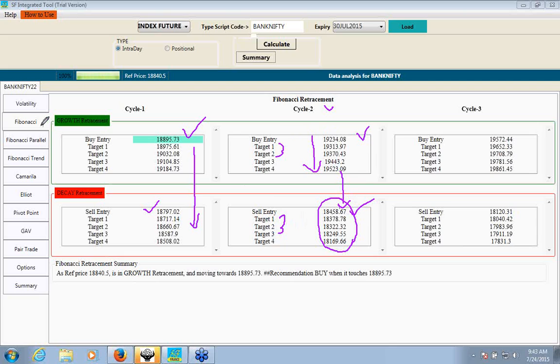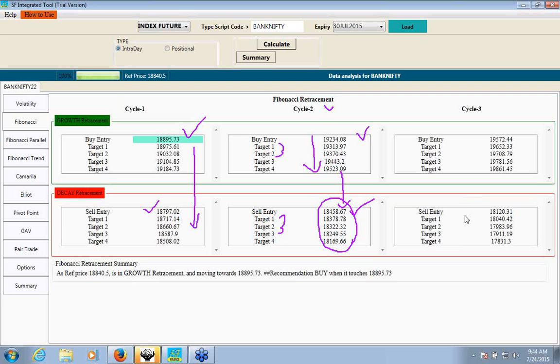So this is how you can put the stop loss of your trade, irrespective of any method you are using: Fibonacci or Fibonacci parallel, Fibonacci trend, Camarilla, Elliot, whichever cycle you are in, wherever your price is, based on that you have to put the stop loss. New Fibonacci study, I have given you Camarilla, Elliot, pivot, GAV, everything.